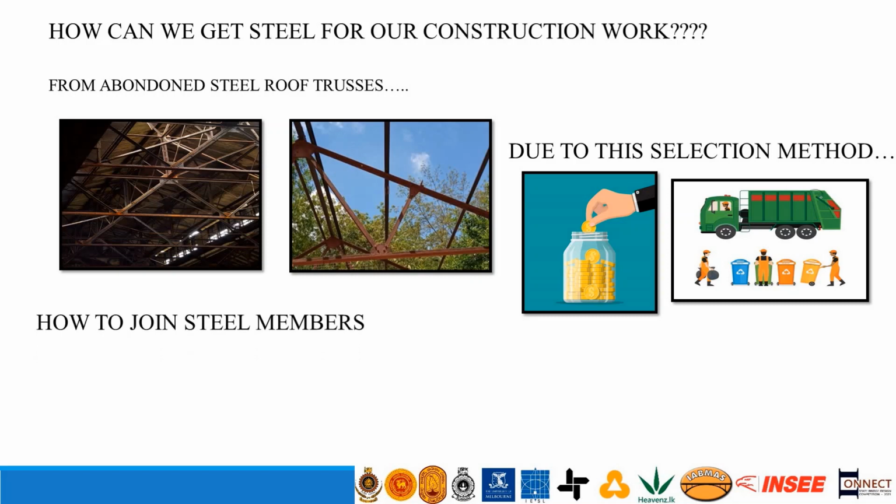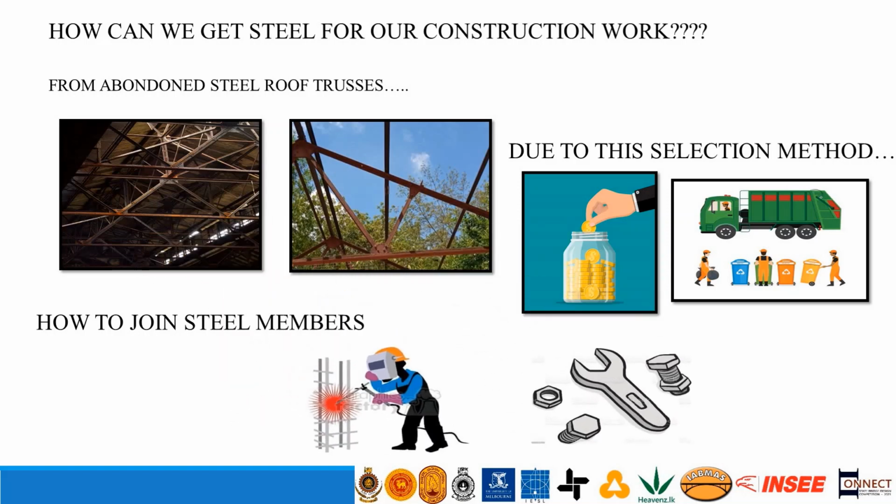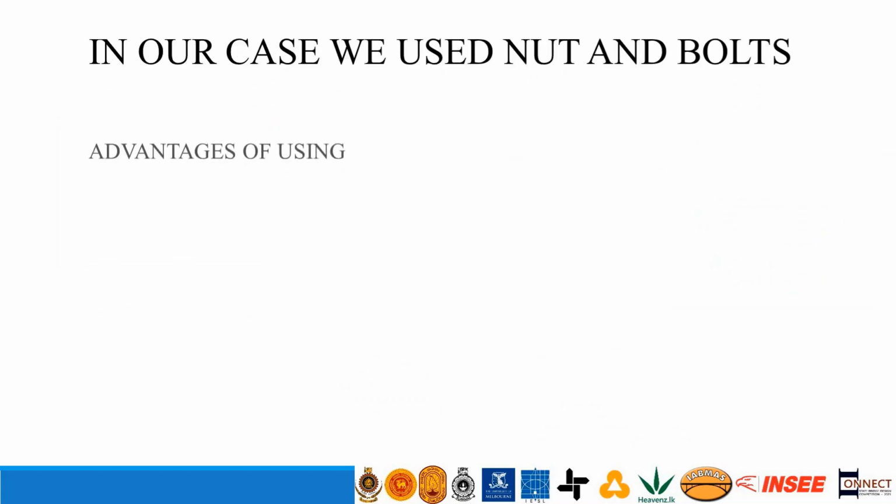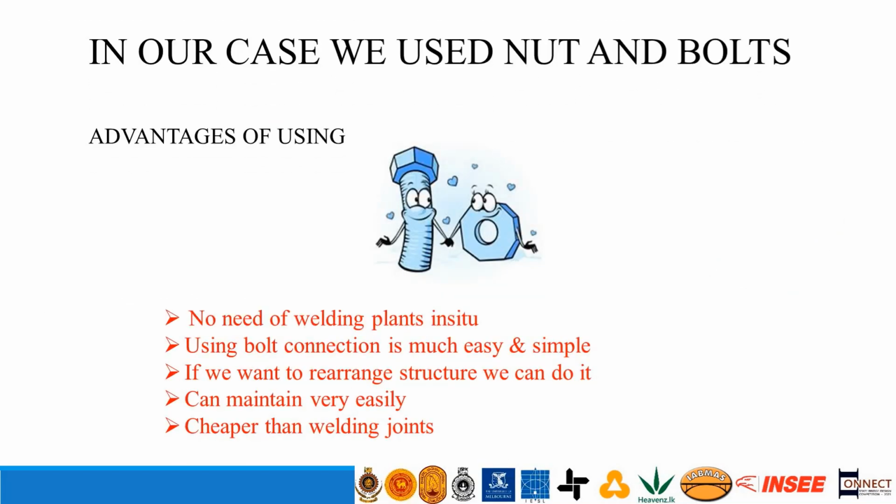After selecting the material, we had to select a more suitable and correct method to join these trusses into their final shape. Normally, steel can be joined by welding and by using nuts and bolts, but we used nuts and bolts to join the steel members. By using nuts and bolts, we don't need extra plant and machinery like a welding plant. Using bolt connections is much easier and simpler. If we want to rearrange the structure, we can do it. It can be maintained very easily and is cheaper than a welded joint.